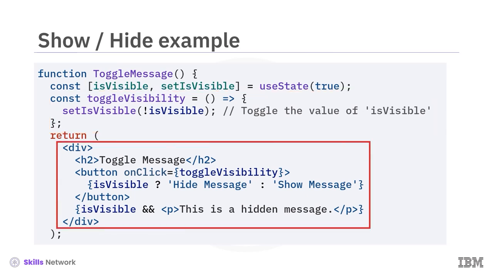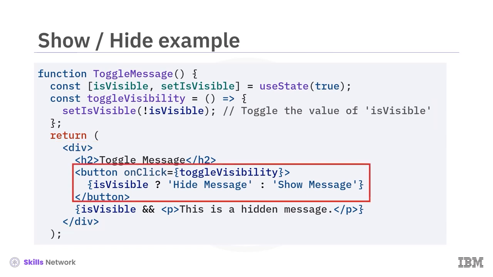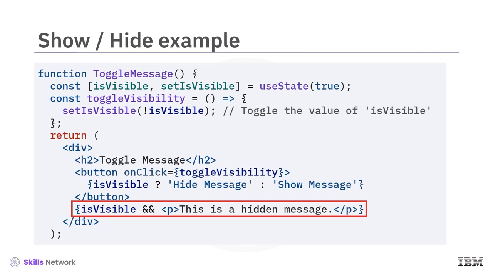The JSX code renders a div element containing an H2 heading, a button, and a paragraph. The button has an onClick event handler that calls the toggleVisibility function when clicked. The button text changes dynamically based on the value of isVisible. If isVisible is true, the button text displays "Hide message." Otherwise, it displays "Show message." The paragraph conditionally renders based on the value of isVisible. If isVisible is true, the UI shows the paragraph, "This is a hidden message." When the value is false, it remains hidden.